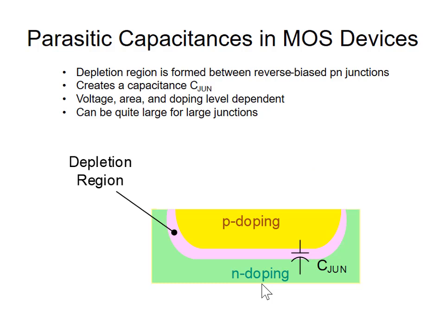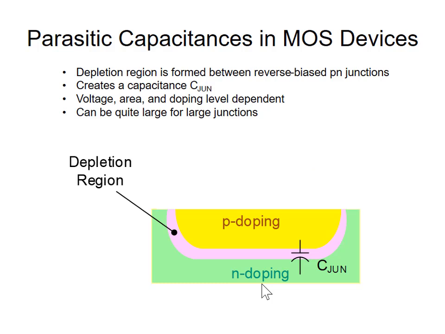First of all, if we have a PN junction, and we reverse bias the PN junction, and for all of our MOS transistors, the drain and sources are typically created by a diffusion of one type material into another type material, and we typically reverse bias that PN junction. We create a depletion region. Anytime a depletion region is created between two conducting regions, we have a capacitor. So that's a junction capacitor. And the size of this junction capacitor is area and voltage and doping level dependent.